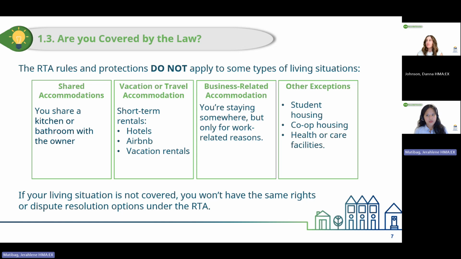Also, it doesn't apply to short term stays like Airbnbs or vacation rentals, student housing, co-ops, healthcare facilities, or business related accommodation. So if you live in a situation like this, the RTA's protection and dispute resolution options likely don't apply. That means the normal renter rights like limits on rent increases or rules about eviction wouldn't apply either. And if you run into trouble and your living situation isn't covered by the RTA, you might want to turn to other systems like the Civil Resolution Tribunal or the Small Claims Court.